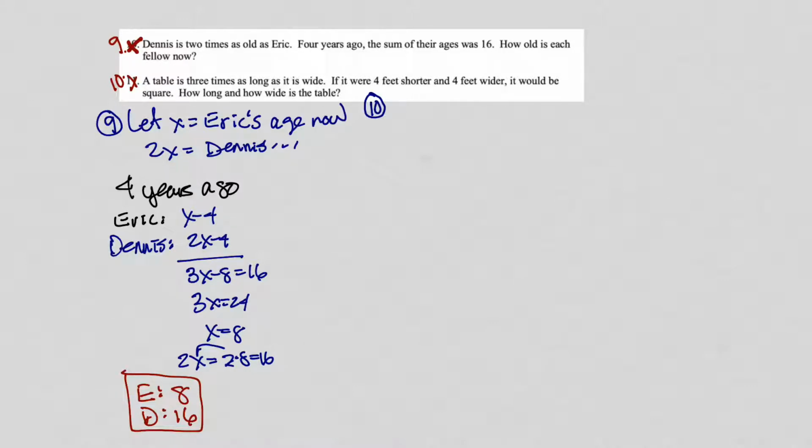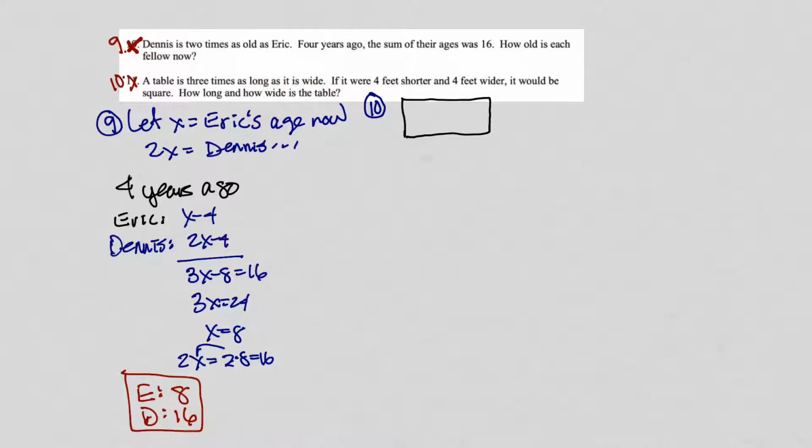Let's go on to number 10 here. Number 10 says a table is 3 times as long as it is wide. Now I'm assuming this is going to be a rectangular table. So I'm going to draw a rectangle here. And what I know is that it's 3 times as long as it is wide. Okay, now as I read it, wide comes second. So length first, wide second.